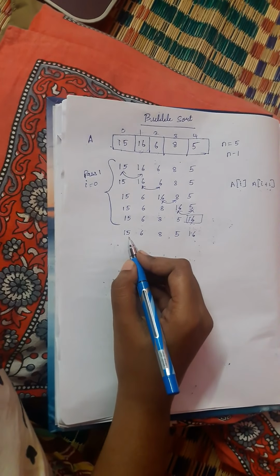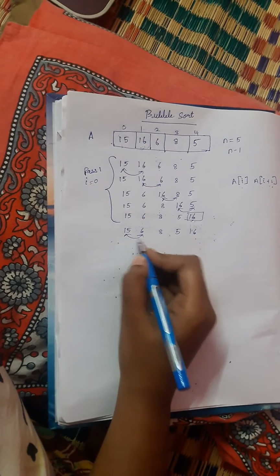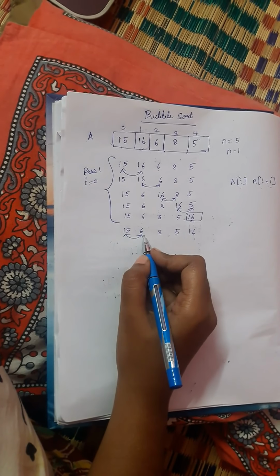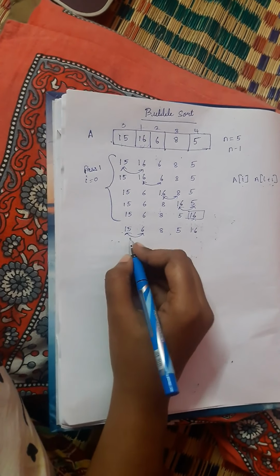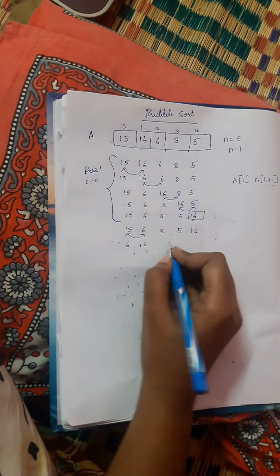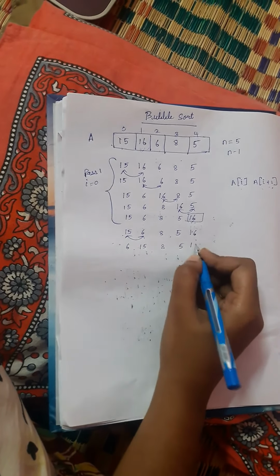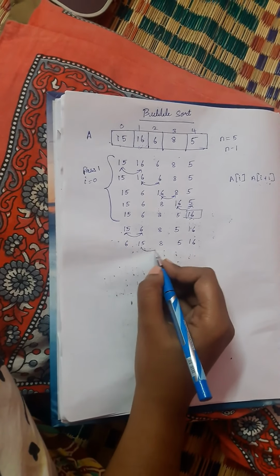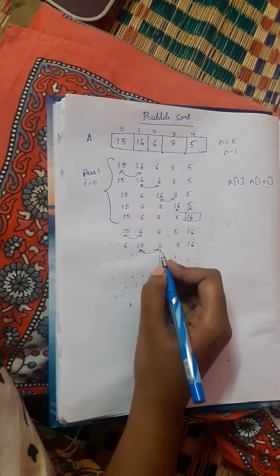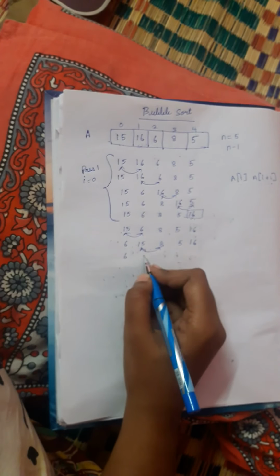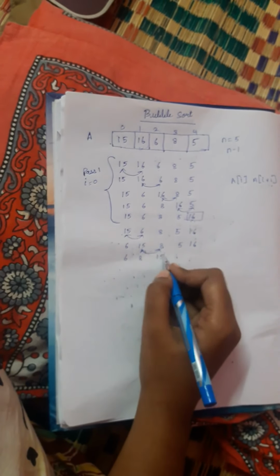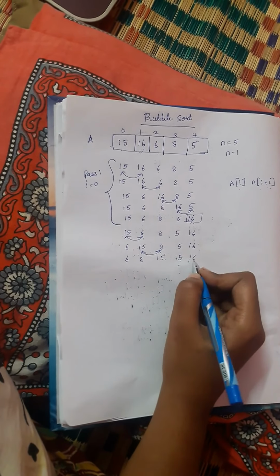So again I am going to compare 15 and 6. Here, 6 is smaller than 15. So I am going to shift these two elements: 6, 15, 8, 5 and 16. Again I will compare these two elements, 15 and 8. 8 is smaller than 15. So again I am going to shift: 6, 8, 15, 5 and 16.